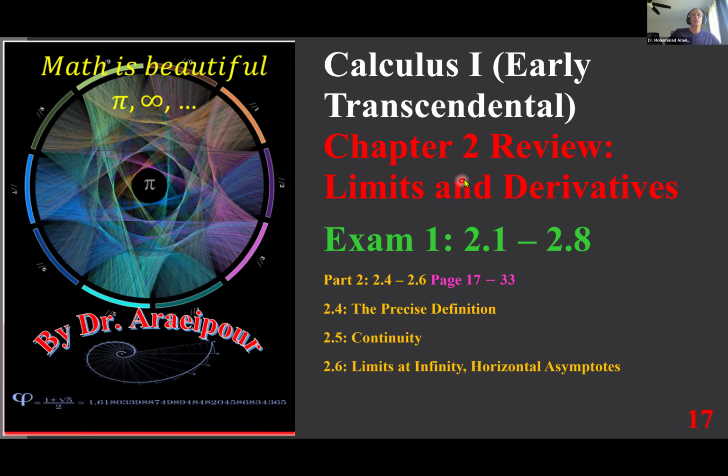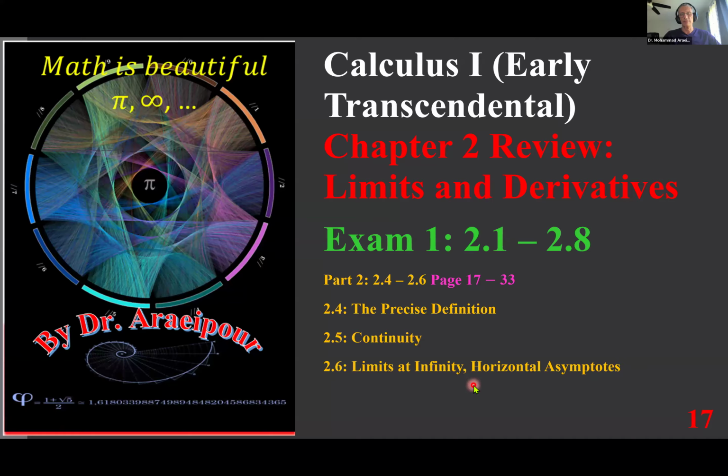Good morning, class. We are looking at Chapter 2 review, limits, covering 2.1 to 2.8. Here's the second part covering 2.4, the precise definition. That means the precise definition of a limit. 2.5, continuity. 2.6, limits at infinity, also known as how we find horizontal asymptotes.